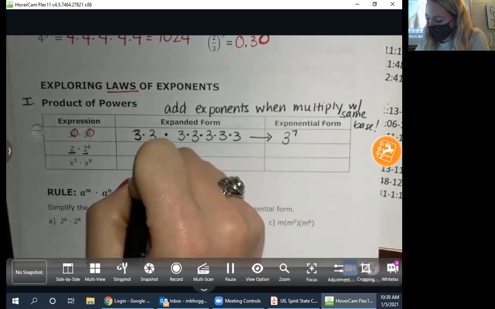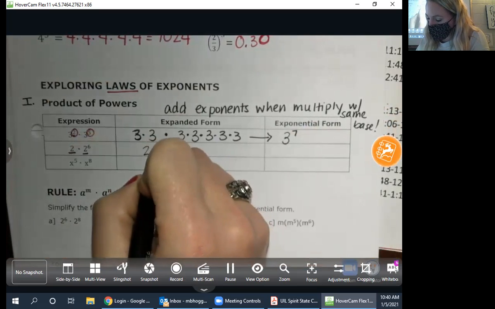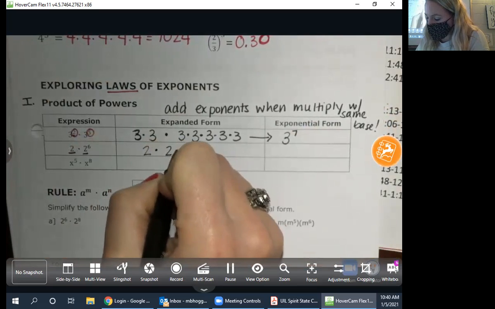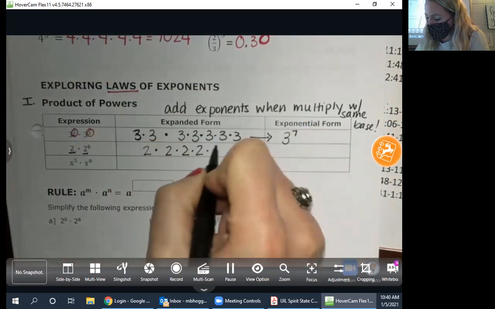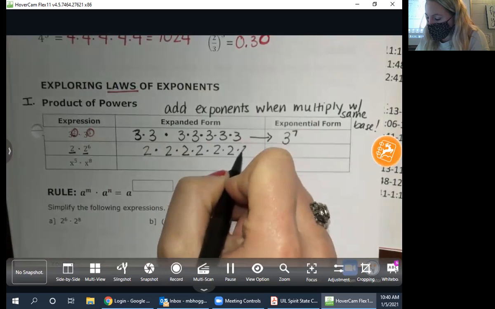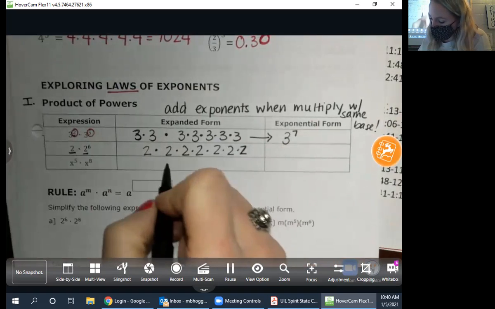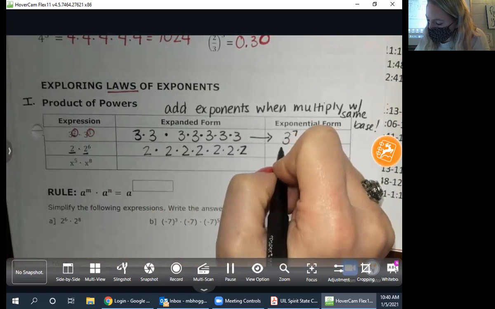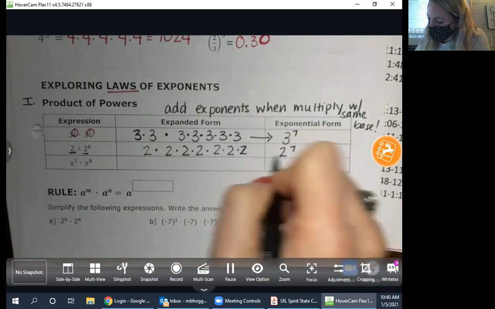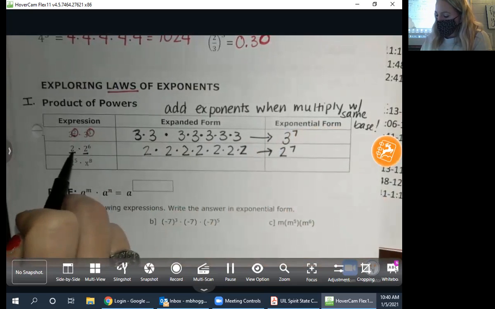So let's just write this out in expanded form. 2 times, and then 6 2s. Okay, so how many total 2s do we get? 7 total 2s. Where do you see there's another number?